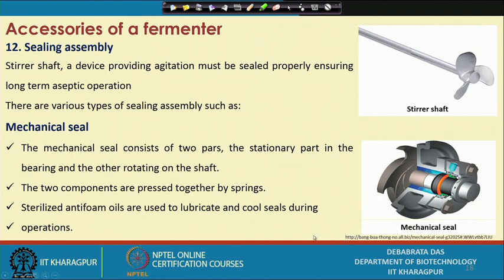Then we have the sealing assembly. This is the mechanical seal. I was telling you that this mechanical seal, which is located at the top of the fermenter, plays a very important role, so that air from outside does not enter the system. That plays a very important role.